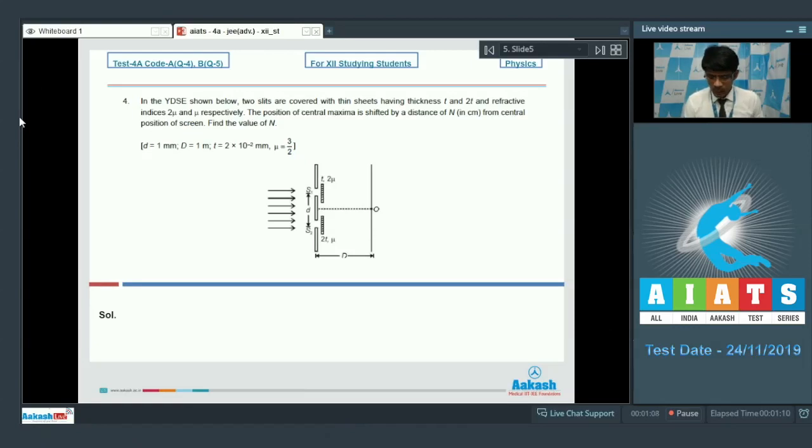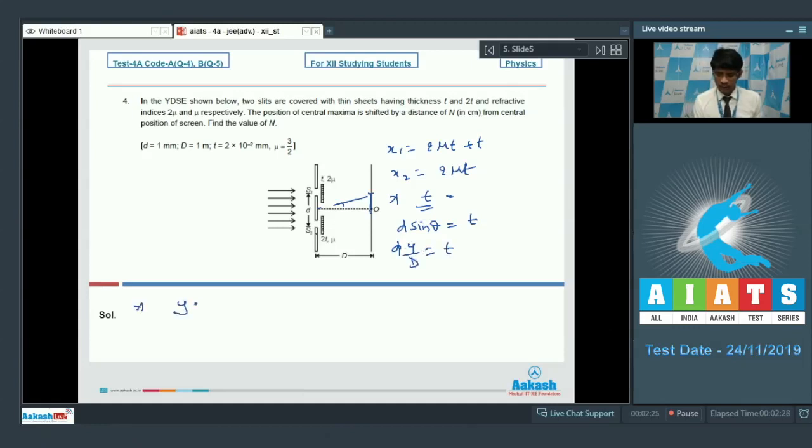Well, I'll just calculate the path difference of the rays coming from S1 and S2. For S1, it is, let's say, x1. It would be how much? This distance is 2t, so I would say it is 2 mu t plus t, and the path from here, x2, is equal to 2 mu t. So it is very clear that the actual path difference of the waves arriving at this point is how much? It is actually t itself. So to counterbalance that path, the central maxima would shift in the upward direction, and we shall have somewhere here the central maxima. Let this angle be theta. So d sine theta must be equal to t.